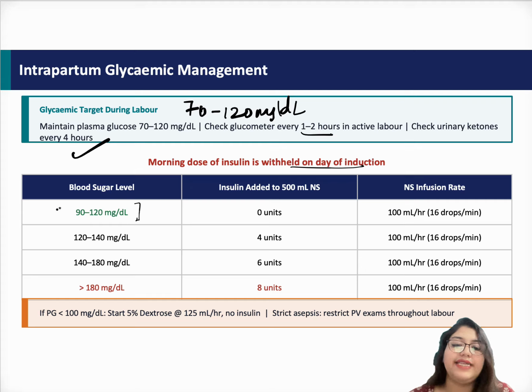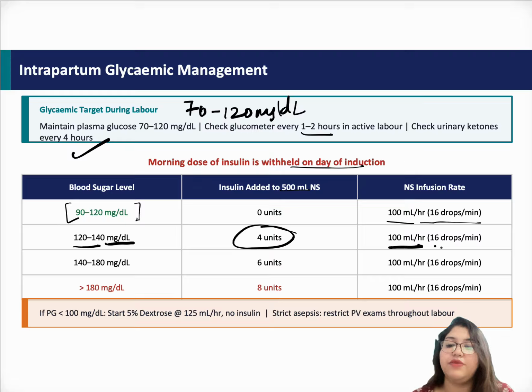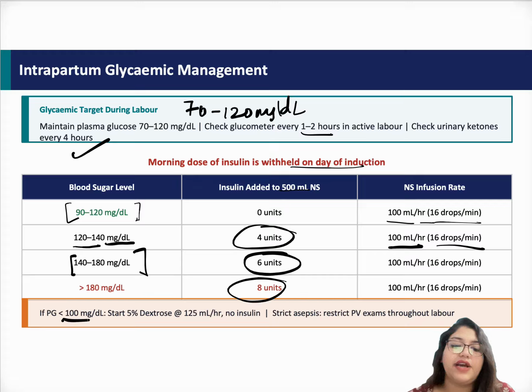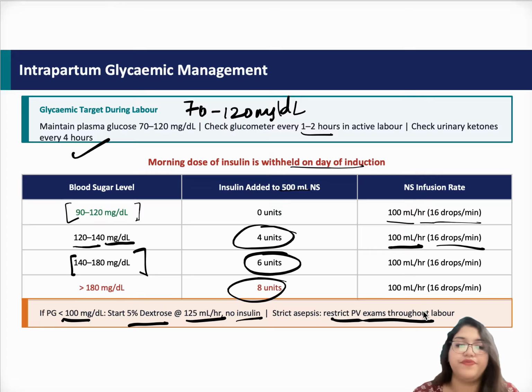Blood sugar level, if it is 90 to 120, then you don't add any insulin to 500 ml NS, and NS infusion rate is 100 ml per hour, that is 16 drops per minute. 120 to 140 milligram per deciliter, you add 4 units to the 500 ml NS, infusion rate 100 ml per hour, 16 drops per minute. 140 to 180, you add 6 units, again the infusion rate is 16 drops per minute. If it is more than 180, then you add 8 units. If plasma glucose is less than 100, start 5% dextrose at 125 ml per hour, no insulin. Strict asepsis, restrict PV exams throughout labor.